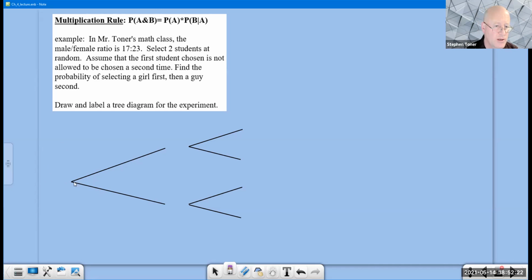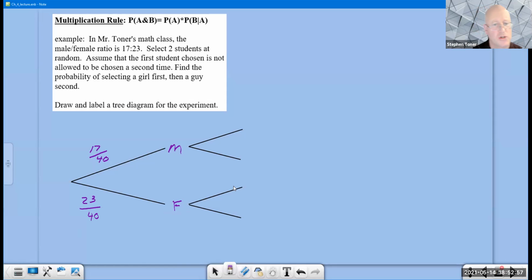A branch that tells me I have to make a choice, and we're going to either choose a male or a female on that first draw. Now, we've got the ratios. I know that there are 17 males out of the 40 people. So I'm going to write 17 over 40. And that 40 comes from adding the 17 and 23 together. And there are 23 out of the 40 women. And so the probability is 23 out of 40 that we take that bottom branch.